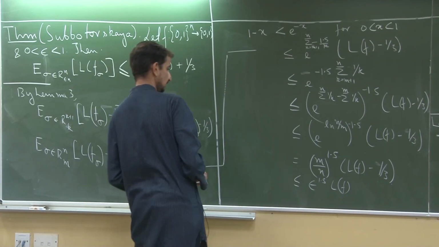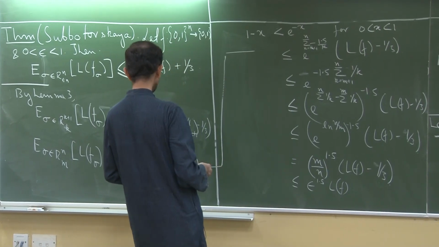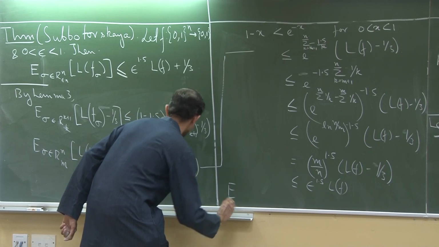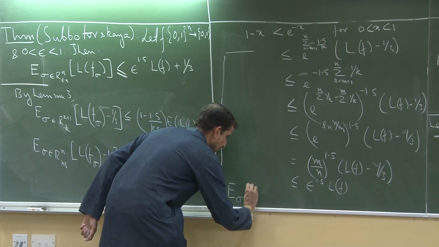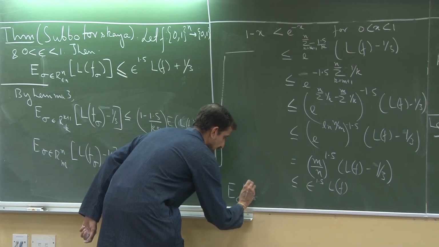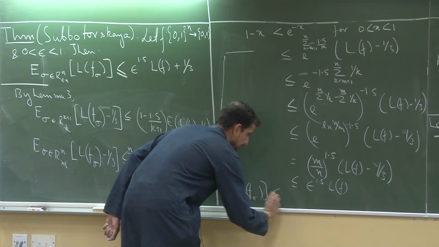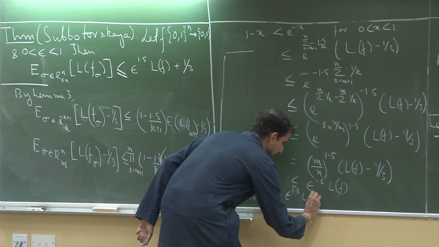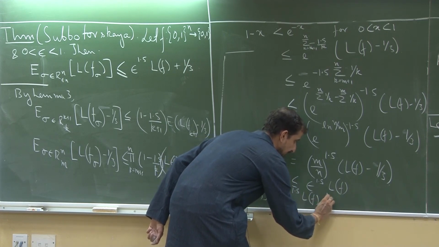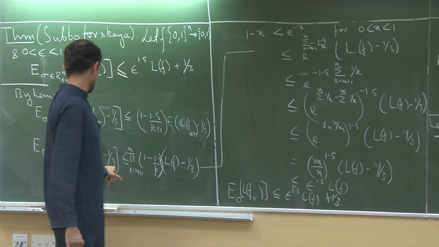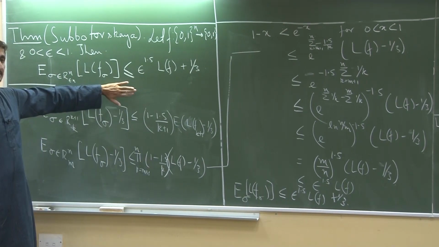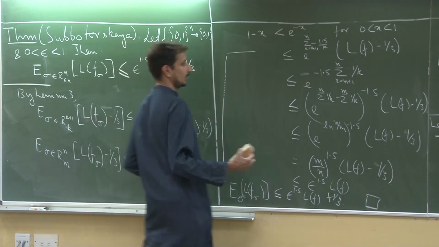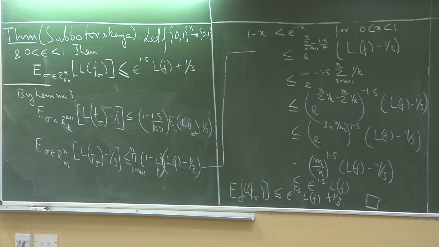So, what I get, okay, let me just write it over here, is expectation over sigma of L of f sigma is less than or equal to epsilon to the power 1.5 L of f plus 1/3. Okay. So, I bring this 1/3 on the right hand side, and that gives us the theorem. Okay. So, any questions?